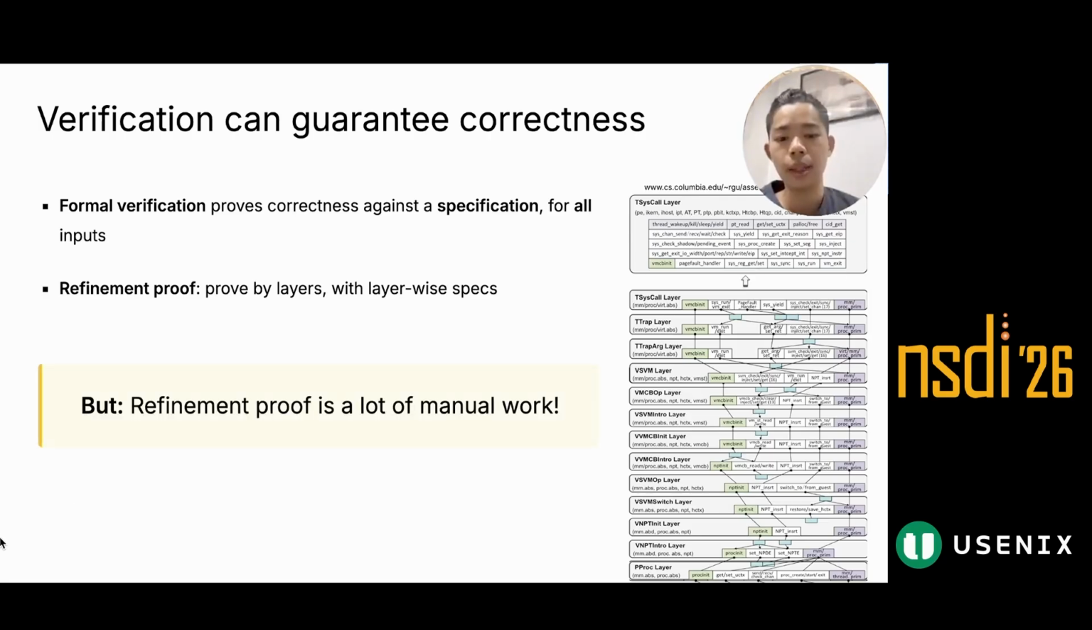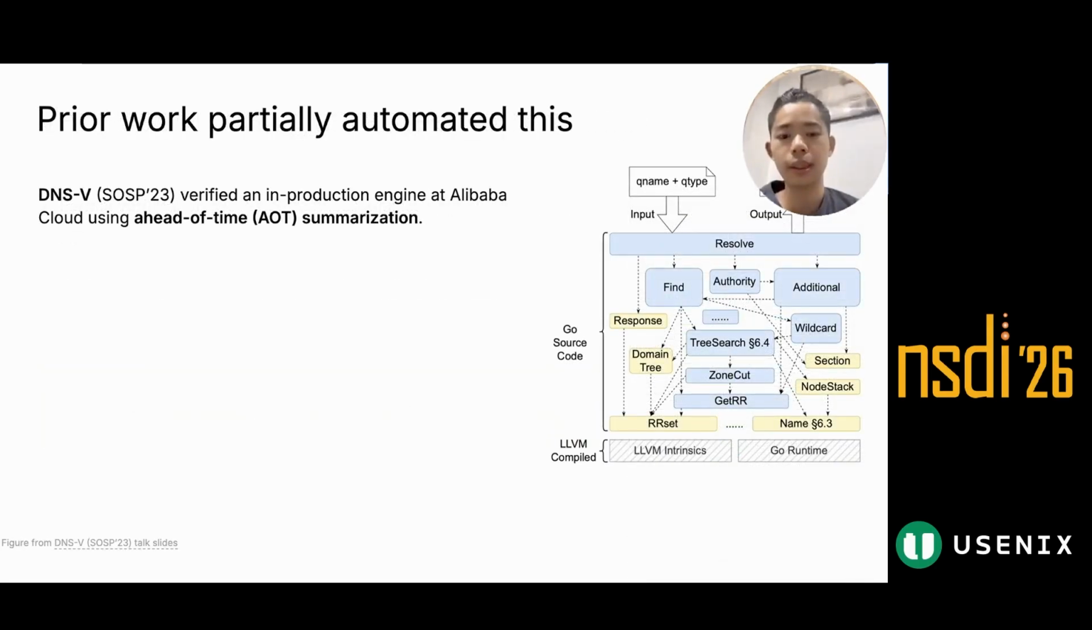But here's the problem. This traditionally requires a lot of manual work. Someone has to design these layers, decide what gets simplified and how, and write specs for each one. In our prior work, DNS-V, published at SOSP 2023, we built a verification framework for an in-production DNS engine at Alibaba Cloud. The figure here shows the layered structure from DNS-V.